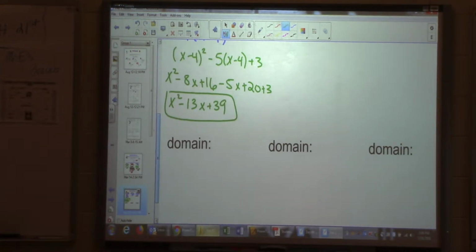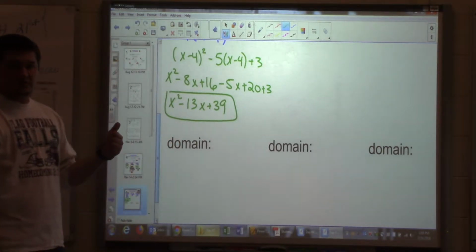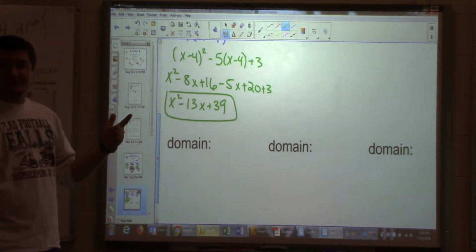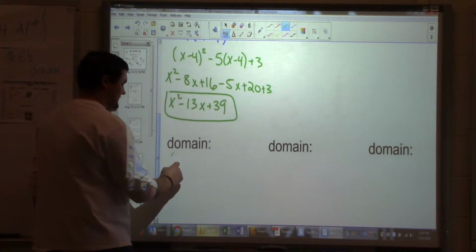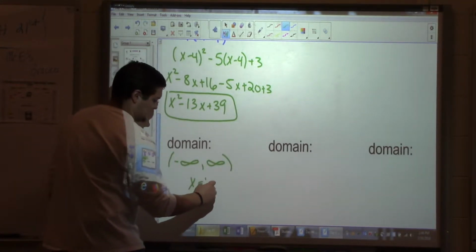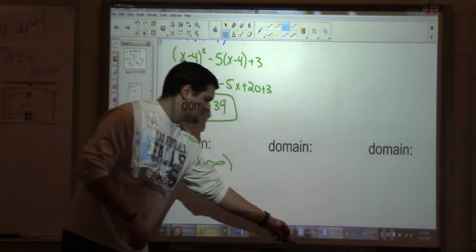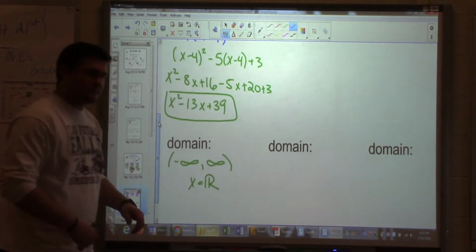So, look at where we started. F or g of x, do they have restrictions? No. Does my end result have restrictions? No, so it's just negative infinity to positive infinity. X is in the real number set. Awesome. Try the next one.